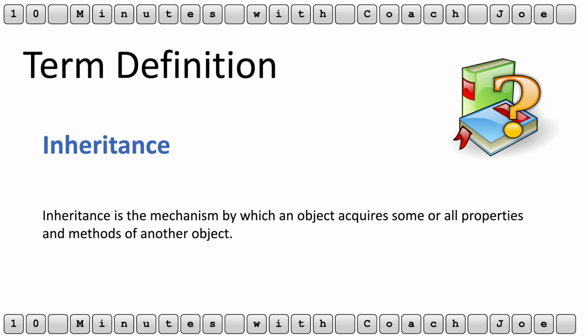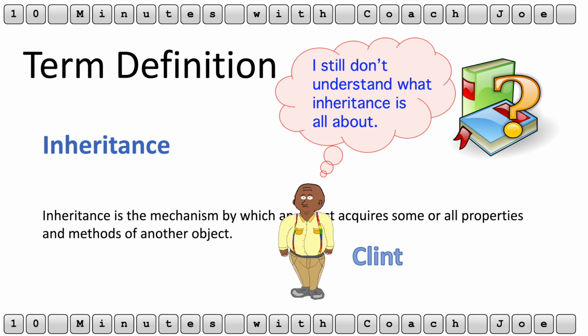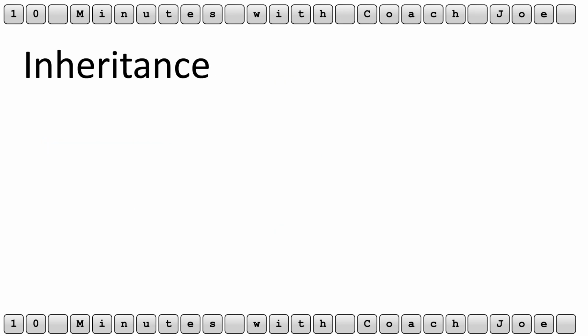Inheritance is the mechanism by which an object acquires some or all properties and methods of another object. It creates a parent-child relationship between two classes. Yes, this definition is a little vague until you better understand the true meaning. Let's start with an example that covers an overview.